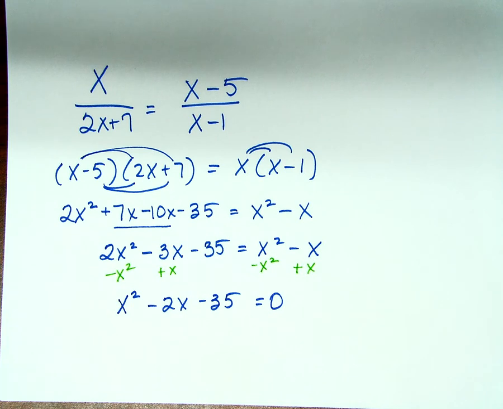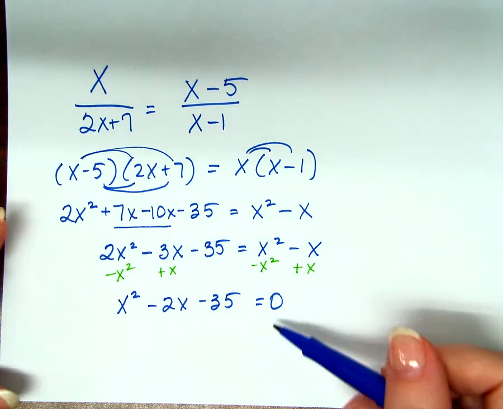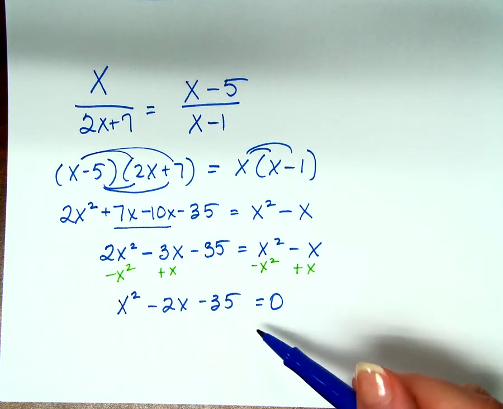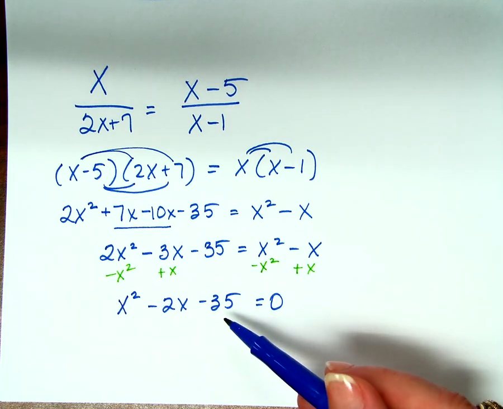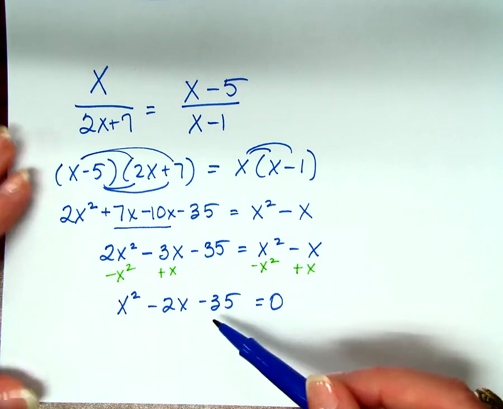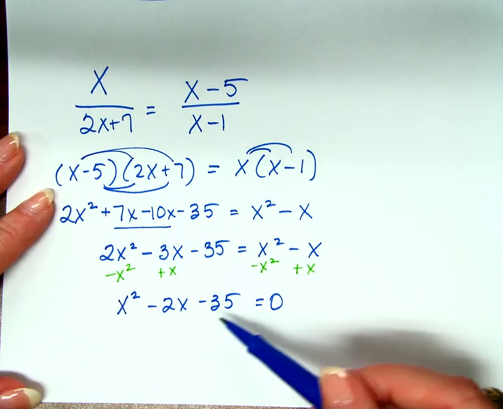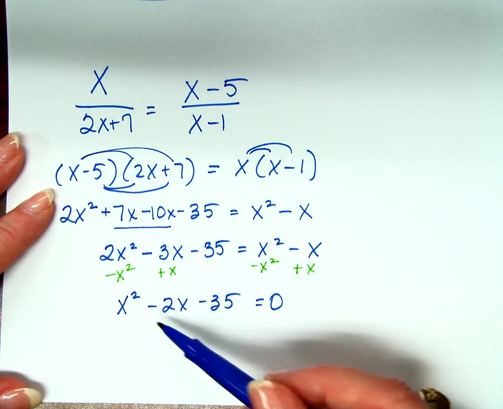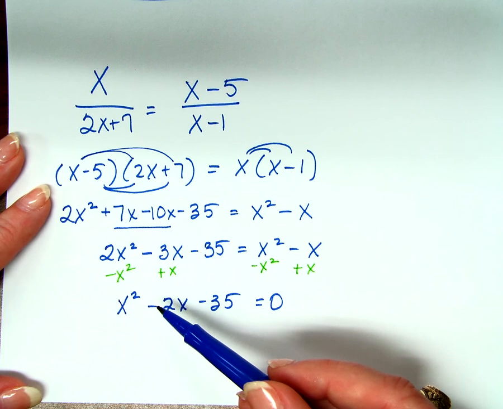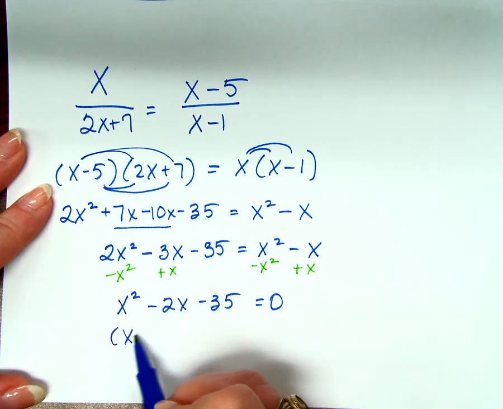Is it all right if we just factor it? Okay, because I can, right? We can see pretty easily that we can factor this. Can you or not? Yes? What two numbers am I going to choose that multiply to be negative 35 and add to be negative 2? Negative 7 and positive 5.